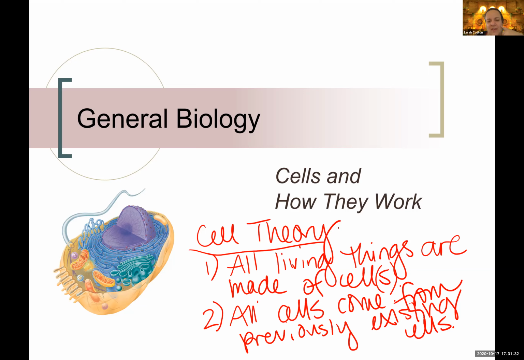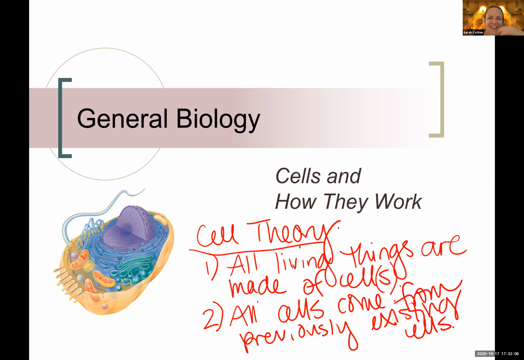Some of you might be having some concerns about the first part, all living things are made of cells. So park that in the back of your mind for later, when we talk about some interesting things that aren't made of cells, but some people might think that they're alive. How's that for a teaser? It's a terrible teaser.